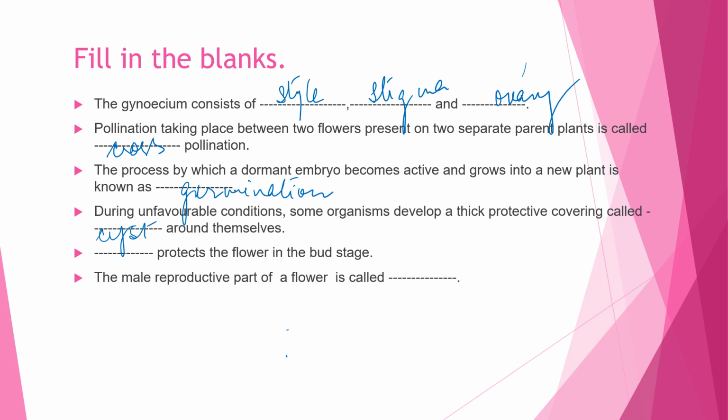Now dash protects the flower in the bud stage. What is protecting the flowers in the bud stage? That is the sepals. They protect the flowers in the bud stage. The male reproductive part of a flower is called androecium. So the female reproductive part is called the gynoecium and the male reproductive part is called the androecium.